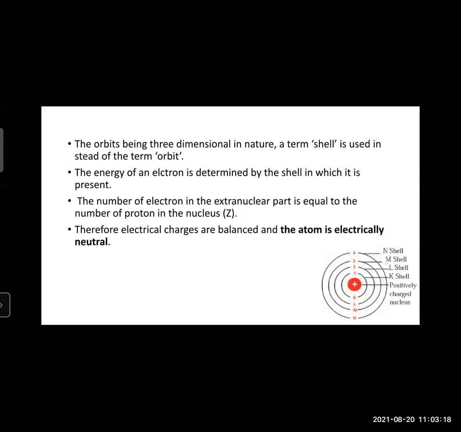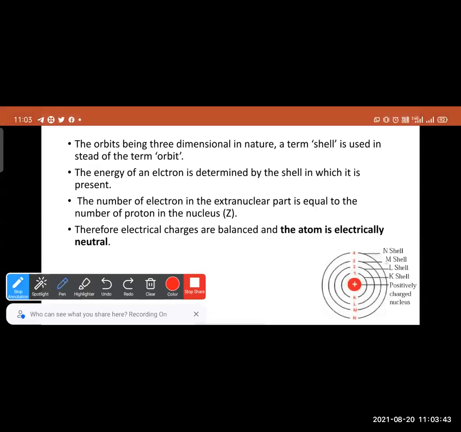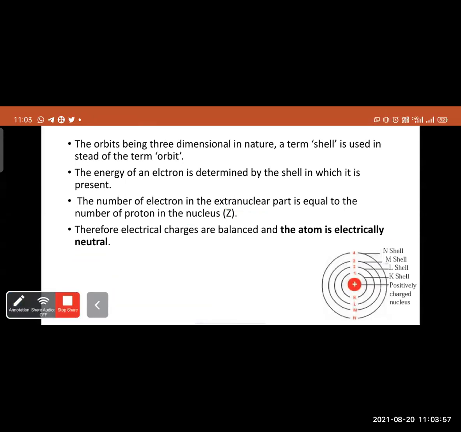The number of electrons in the extranuclear part is equal to the number of protons in the nucleus. Therefore, electrical charges are balanced, and the atom is electrically neutral. The number of electrons present in the extranuclear part and the number of protons present in the nucleus is balanced. Therefore, the atom is totally electrically neutral.